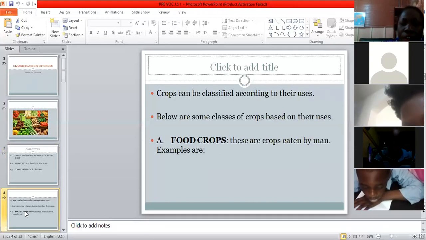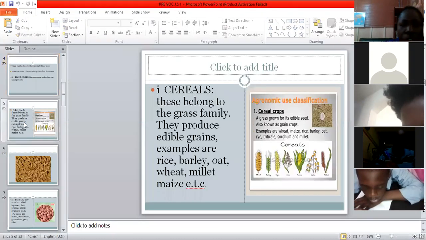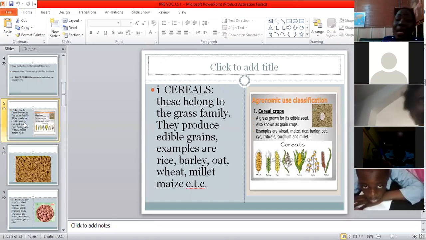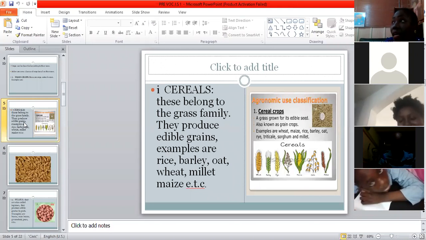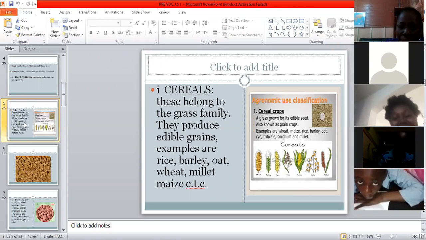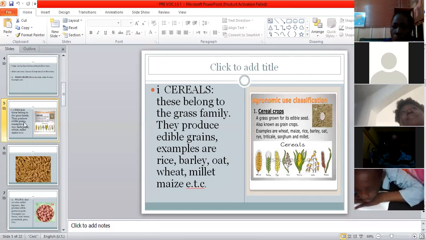So basically, the first example of food crops here is the cereals. When I talk about cereals here, I'm not talking about your Cocoa Pops, I'm not talking about your cornflakes, and I'm not talking about your Golden Morn. Cereal crops belong to the family of grass. They are also known as grain crops. Examples are wheat, maize, barley, oats, sorghum, millet.